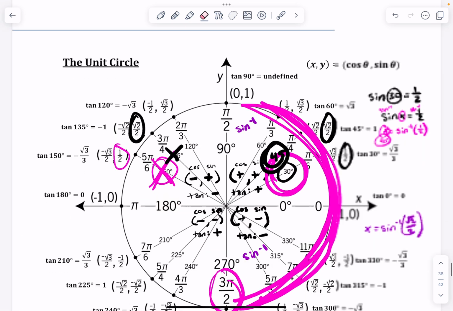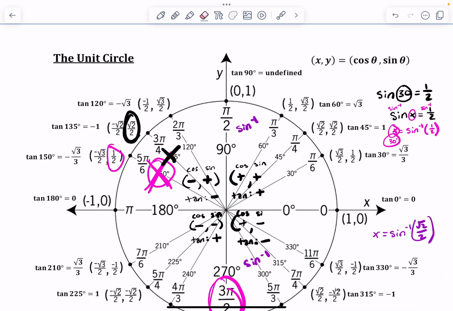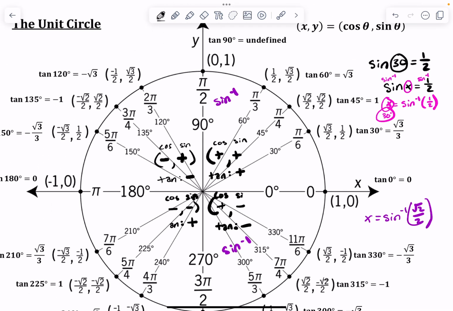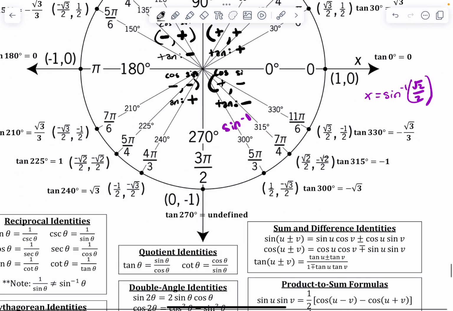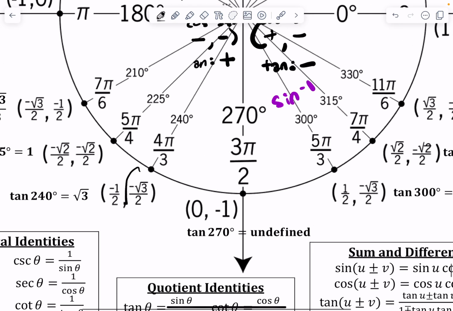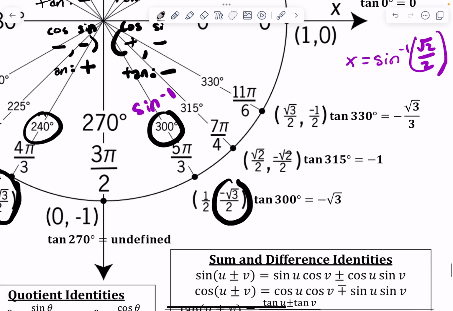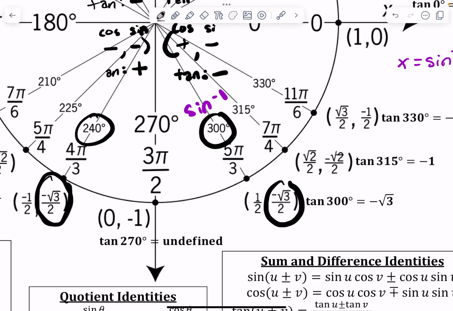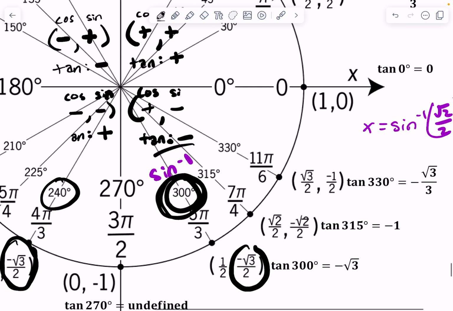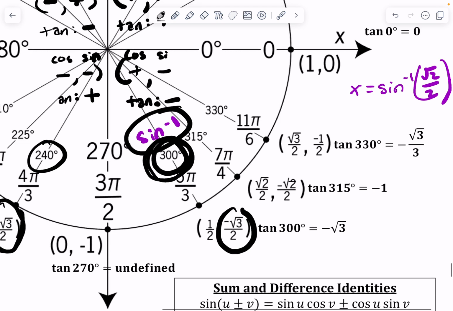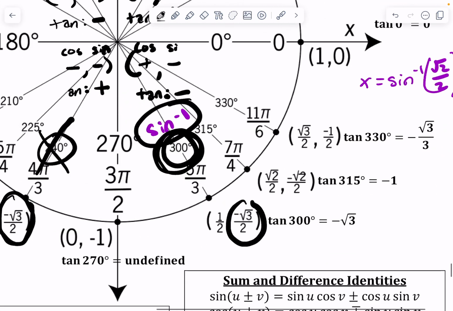I'm going to use my unit circle to do that. I want to know where sine is negative square root of 3 over 2. There are two places on the unit circle where it's negative square root of 3 over 2: right here at 240 degrees or here at 300 degrees. But if I take inverse sine of negative square root of 3 over 2 in my calculator, it will only spit out 300 degrees, because inverse sine's range is only the first and the fourth quadrant, not the third quadrant.